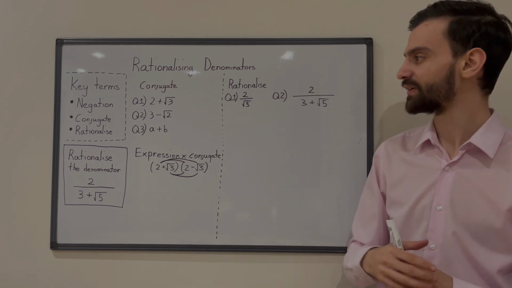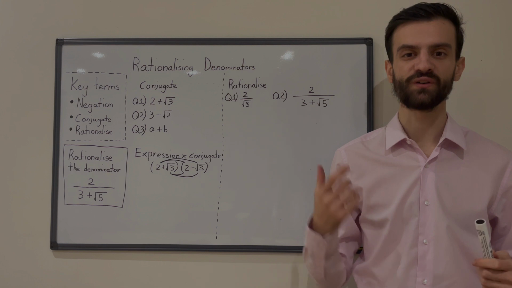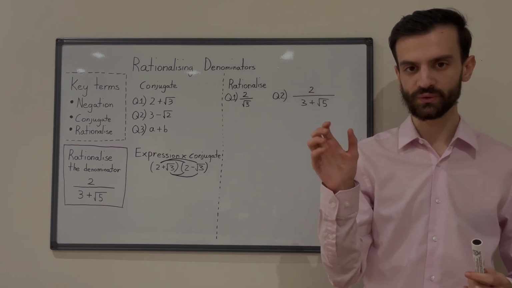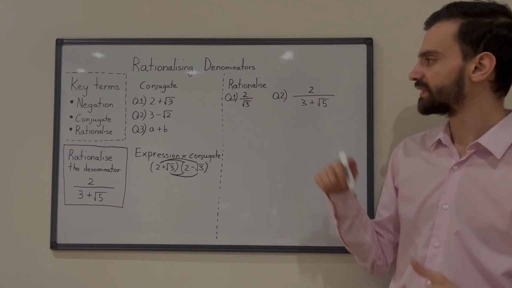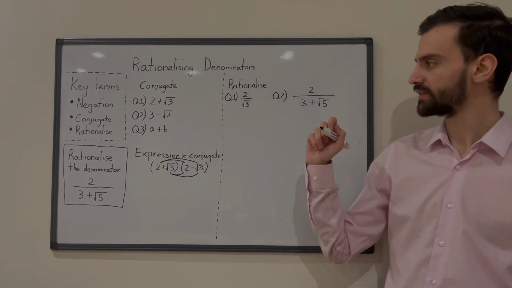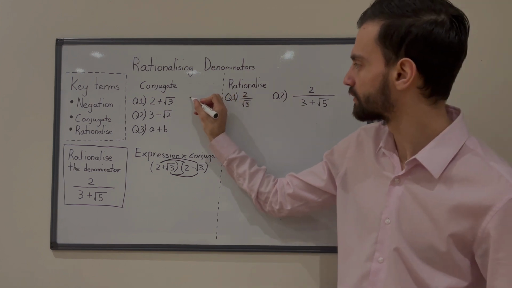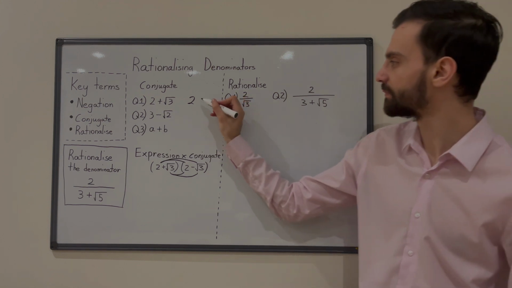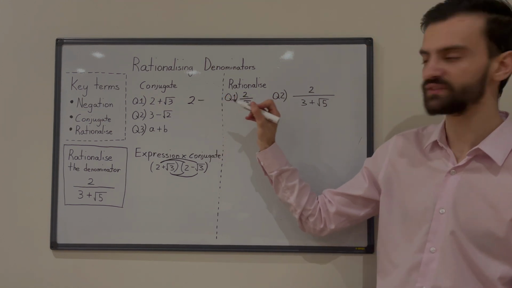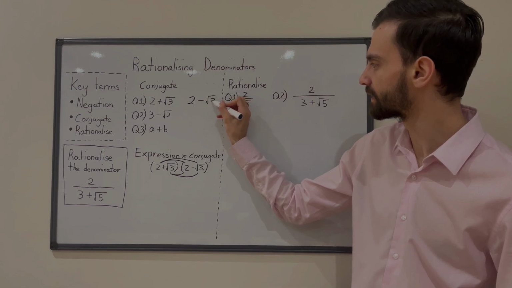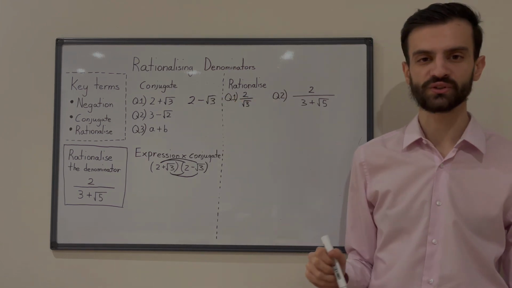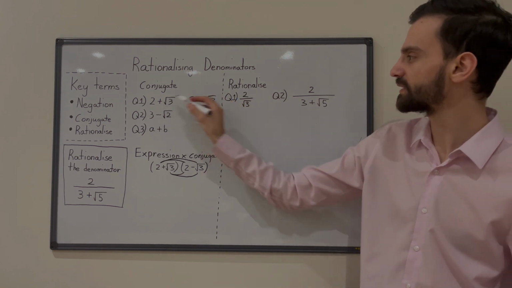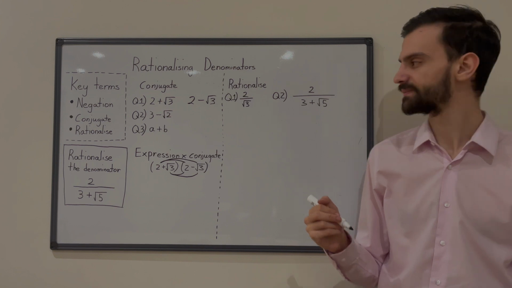The second key term is a conjugate. A conjugate of an expression is when you do the opposite symbol in the middle. Now we can show that in question 1. We have 2 over here. We negate the middle term, which would be minus. We have left over square root 3. So the conjugate of 2 plus square root 3 is 2 minus square root 3, noticing how the middle symbol has been changed to its opposite.